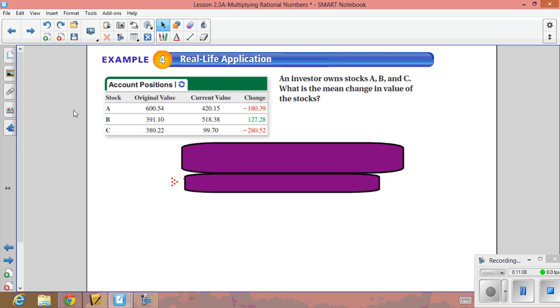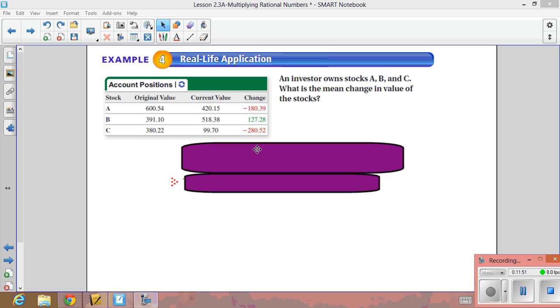Okay, here is a real-life application question. What we're looking at here is an investor who owns stock A, B, and C. Consider these just different bank accounts, and each of them has a different original value. Then each of them has a different current value if you look at the list this way. The red represents a negative change, or money was taken out, and the green represents a positive change because it earned money, or money was put in.